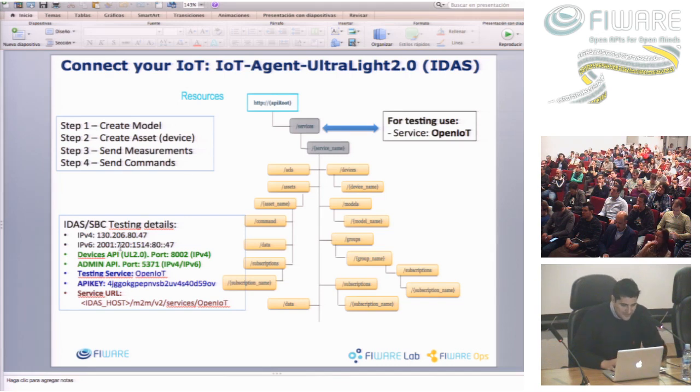So here you have all the details of the IoT agent: the IPv4 address, the IPv6 address, and the API for the devices, which is the Ultralight 2.0. This is when the device sends things to the IoT agent. This is listening at port 8002, only in IPv4. And then you have the admin API, which is all the other commands. And this is listening in IPv4 and IPv6 in the port 5371, right?